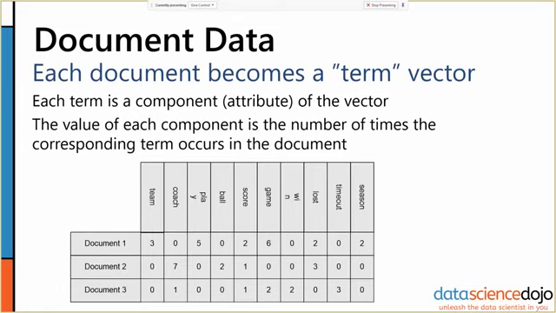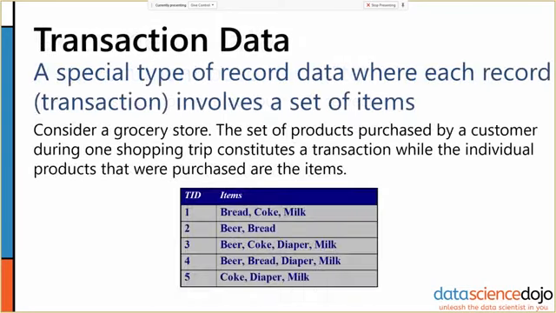All right, so the last special kind of record data that we're going to talk about here is transaction data. This shares some similarities to document data, and you can use some of the same analysis, but there are different semantics around it as well. Transaction data is exactly what it sounds like. It's record data where each record involves a set of items.